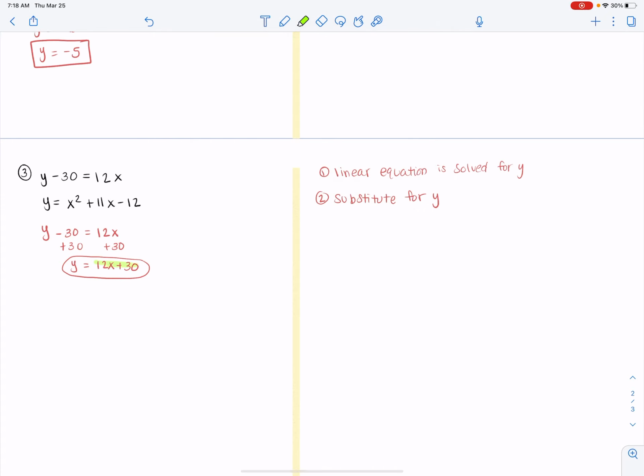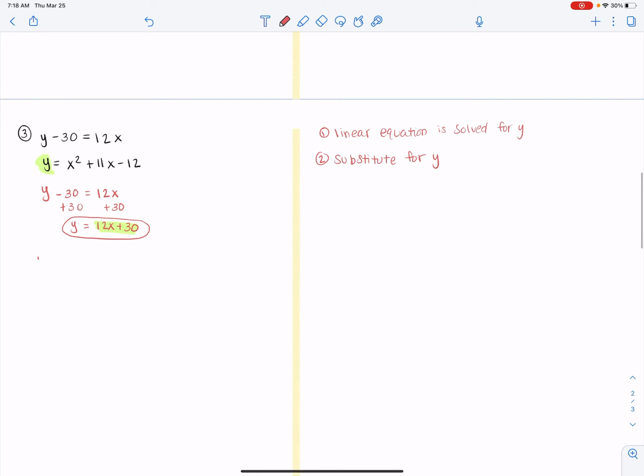So I'm going to take if y equals 12x plus 30, then this y also equals 12x plus 30. So now you have 12x plus 30 equals x squared plus 11x minus 12. Okay? We're going to make the equation equal to 0. So minus 12x. So 30 equals x squared minus 1x minus 12. 0 equals x squared minus 1x minus 42.